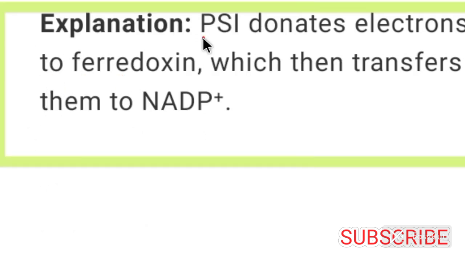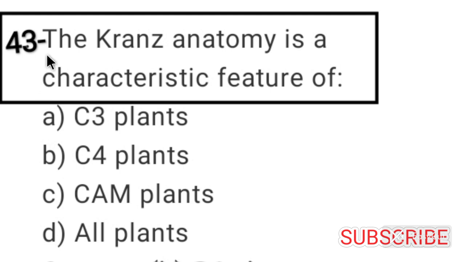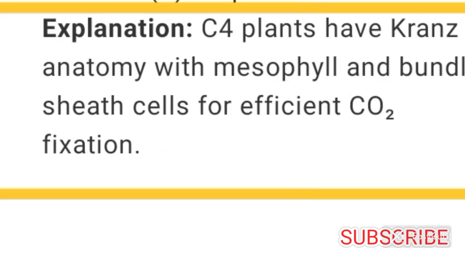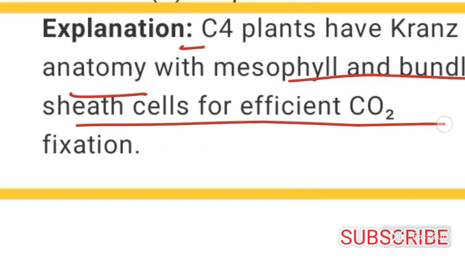So photosystem 1 donates electrons to ferredoxin, which then transfers them to NADP+. Question number 43. The Kranz anatomy is characteristic feature of, answer is option B, C4 plants. C4 plants have Kranz anatomy with mesophyll and bundle sheath cells for efficient CO2 fixation.